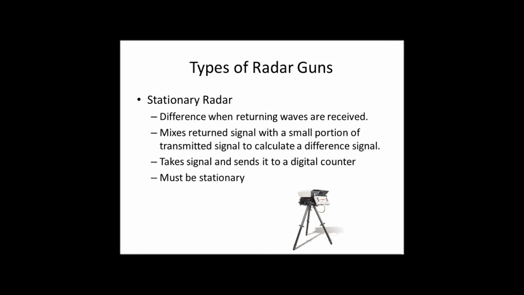Now we have two types of radar guns. The first is a stationary radar gun. The stationary radar detects the returned waves and mixes the return signal with a small portion of the transmitted signal to calculate a different signal. Then it takes the signal and sends it to a digital counter in a circuit inside the gun and calculates the object's speed. That's what we already saw there. This would include a tripod or even a handheld stationary radar, the ones that police use, like just a gun. Obviously they must be stationary. This is probably the biggest limitation of them besides the limitations I said earlier.